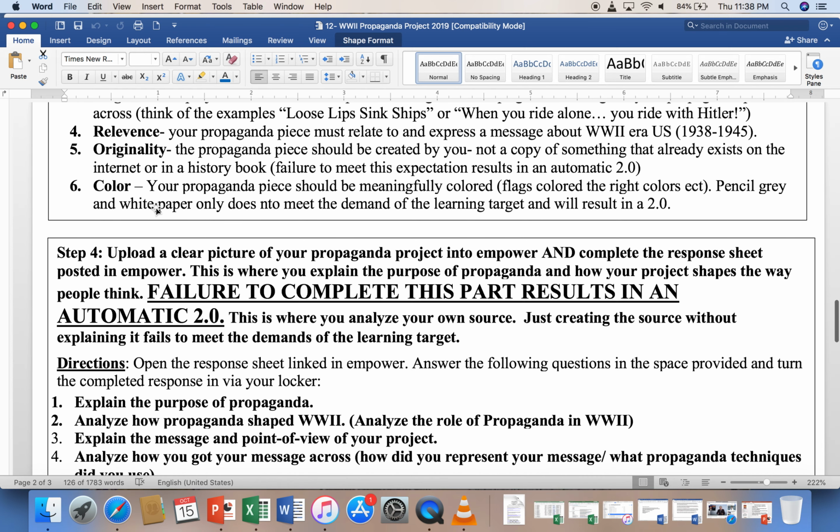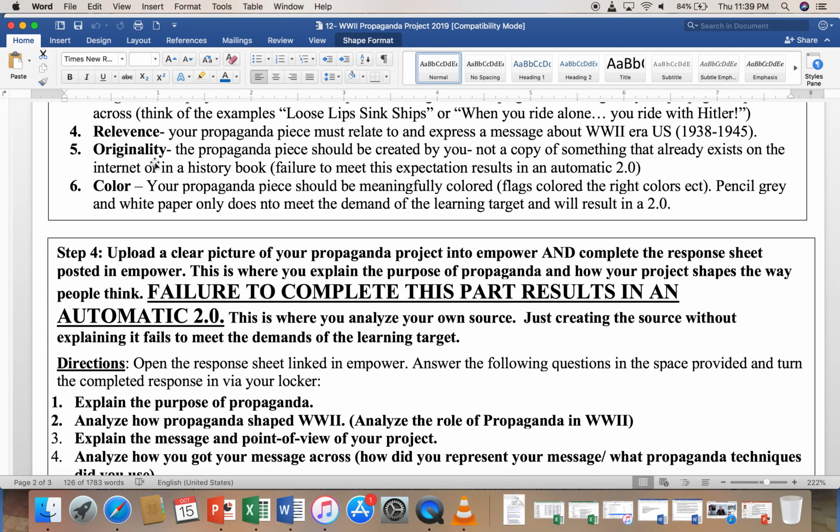This next one is also key, which is originality. The propaganda piece should be created by you, not a copy of something that already exists on the internet or in a history book. Basically, I don't want you to Google propaganda pieces, draw one that exists, color it in, and turn it in and call it your work. That is not your work. That is somebody else's work. I am requiring you to create something original and creative here that gets a message across about World War II, but that falls on you guys.